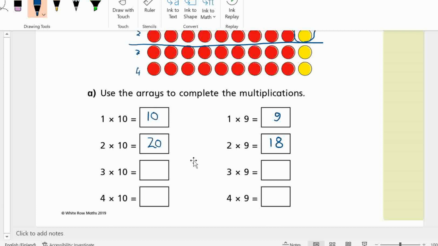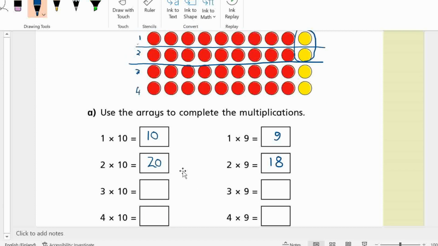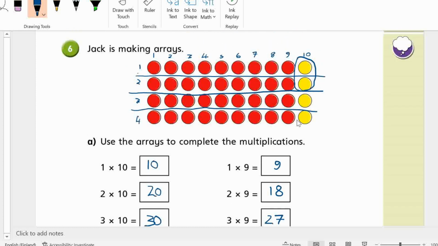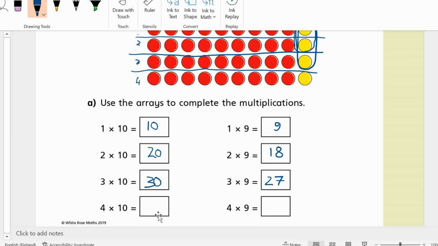Okay. Now we get onto the more difficult ones, right? Okay. I say more difficult, I'm sure you can do them. 3 times 10 is what? 3 times 10? 30. Right, yeah. It is 30. Now, 3 times 9? 27. Okay, and again we can see this. So we get 30 from 3 times 10. Then we need to subtract 3. These 3 yellow counters. Now, 4 times 10?